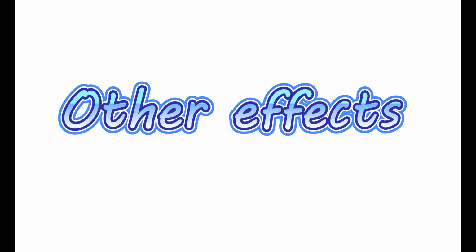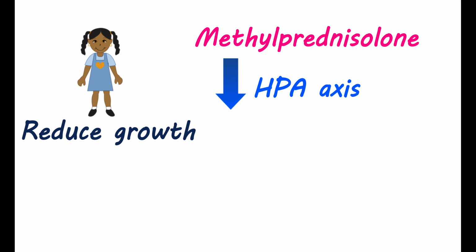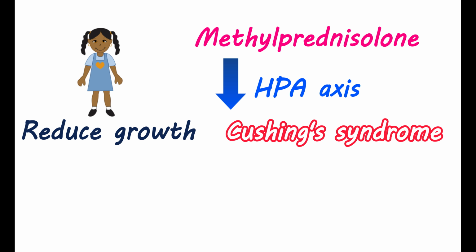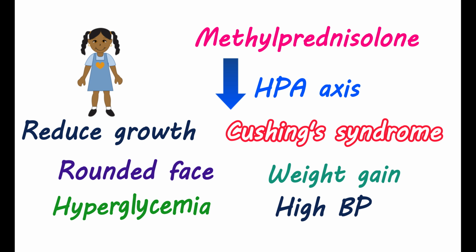Other effects. When it is given to children, it can suppress the HPA axis. Therefore, it can reduce growth in children. In adults, it may result in the development of a condition called Cushing's syndrome. It is associated with weight gain, high blood pressure, a rounded face, and hyperglycemia.